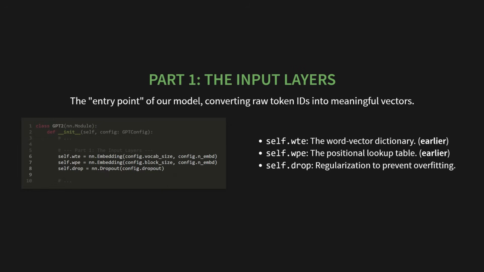First up, part 1, the input layers. This is the entry point of our model, converting raw token IDs into meaningful vectors. We have self.wte, our word vector dictionary that we built earlier. Then, self.wpe, the positional lookup table. You remember that from earlier too. And finally, self.drop, for regularization to prevent overfitting.